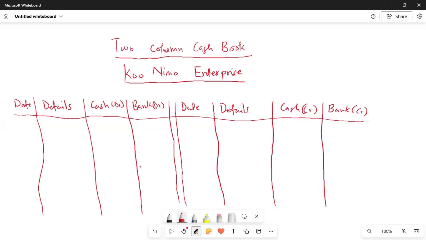So now we start. Let's bring our CD sign here for the cash and bank. Don't forget that one too.